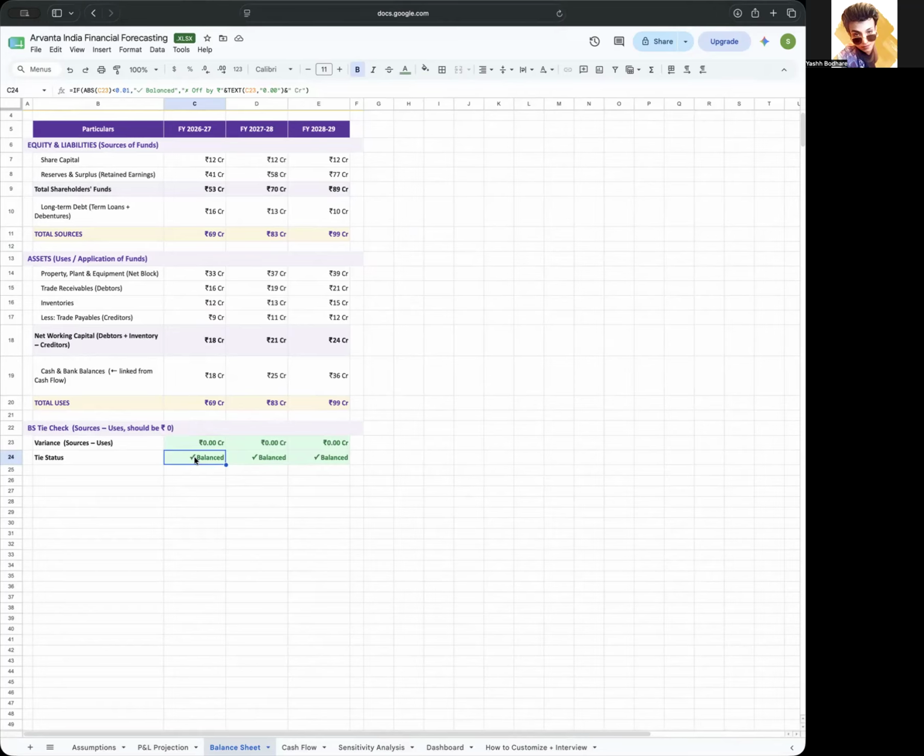So, to summarize, the balance sheet tells a very clear financial story. Over the 3-year forecast, Arvanta India continues to grow its asset base through capital investments, increases its working capital to support higher sales, and generates stronger cash balances from operations. At the same time, the company steadily repays long-term debt while retained earnings continue to grow because of consistent profitability. Most importantly, the balance sheet remains perfectly balanced across all 3 years, confirming that the model follows the fundamental accounting equation and that all three financial statements are correctly linked.